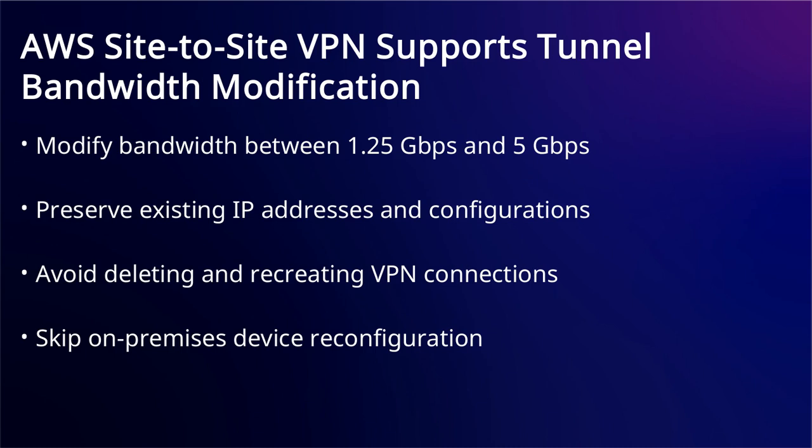You can now modify tunnel bandwidth between standard, up to 1.25 gigabits per second, and large, up to 5 gigabits per second, on existing site-to-site VPN connections. The modification preserves your existing IP addresses, CIDR blocks, pre-shared keys, and all configuration settings. This eliminates the need to make changes to your on-premises devices, reducing operational complexity and avoiding service disruptions. You can adjust bandwidth as your organization's needs change without the overhead of connection recreation. This feature is available in multiple AWS regions across North America, Europe, Asia-Pacific, Africa, and South America.